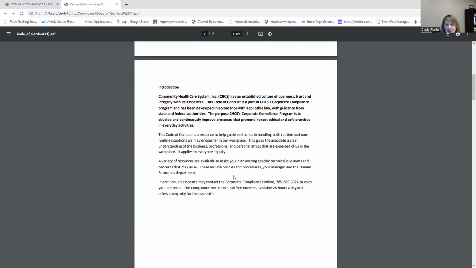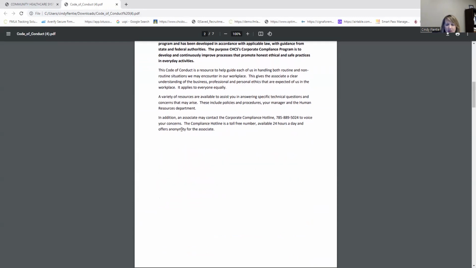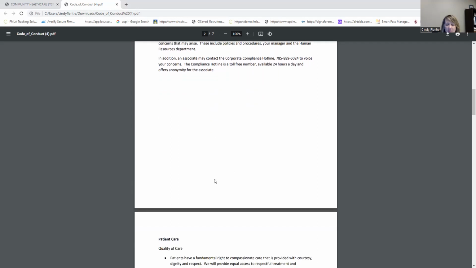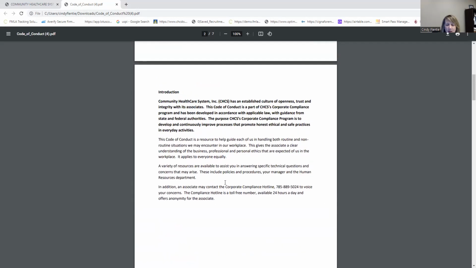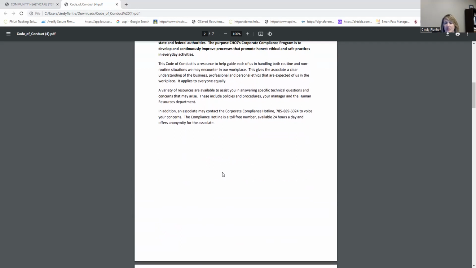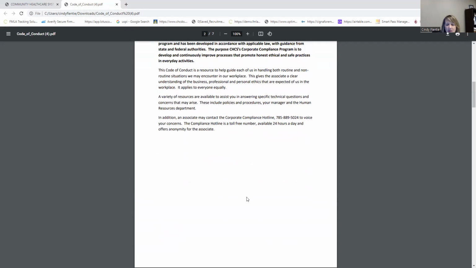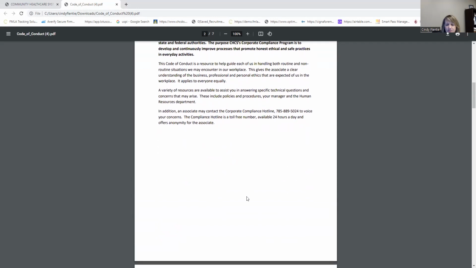The first page is just giving you an introduction, and if you have any concerns about anything billing or coding related or any other thing that we're talking about in the code of conduct, like quality of care, you can contact the corporate compliance hotline that is listed here. You can leave a voicemail, and you can also leave an anonymous message if you feel like you need to.